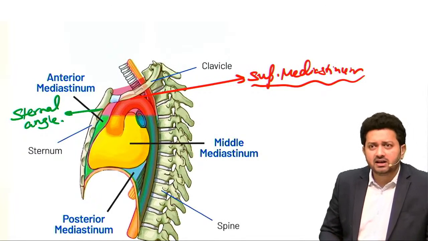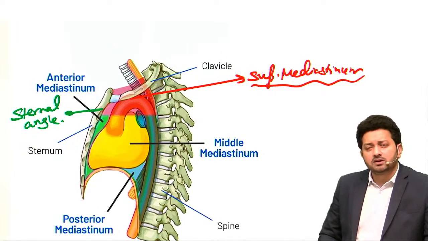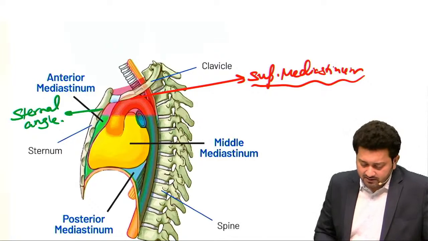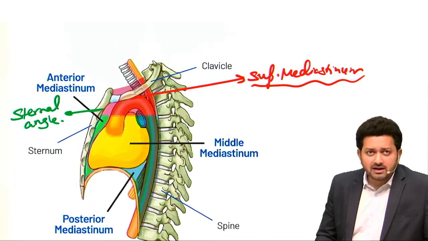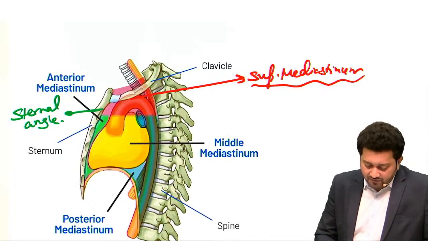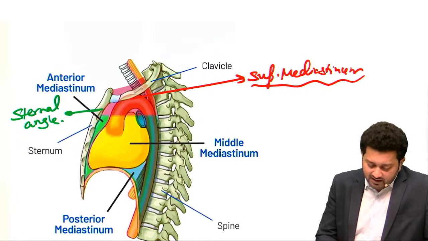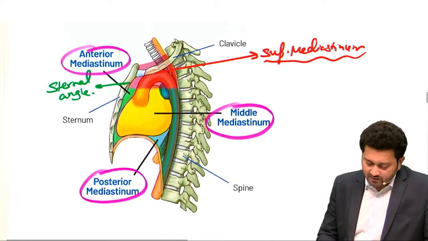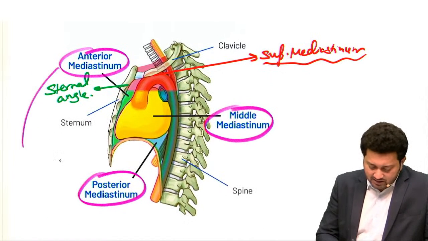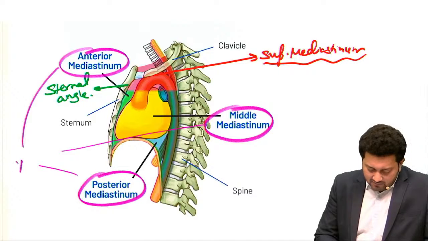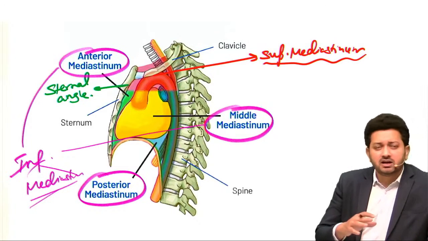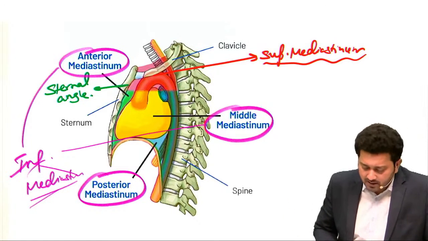Below that everything is inferior mediastinum. Even if the question was more than 2 centimeter, then also, Aisha, option C would have been the best answer. So superior mediastinum, below that inferior mediastinum. Inferior mediastinum can be further divided into anterior, middle and posterior. The area anterior to the heart is anterior mediastinum, posterior to the heart is posterior mediastinum.